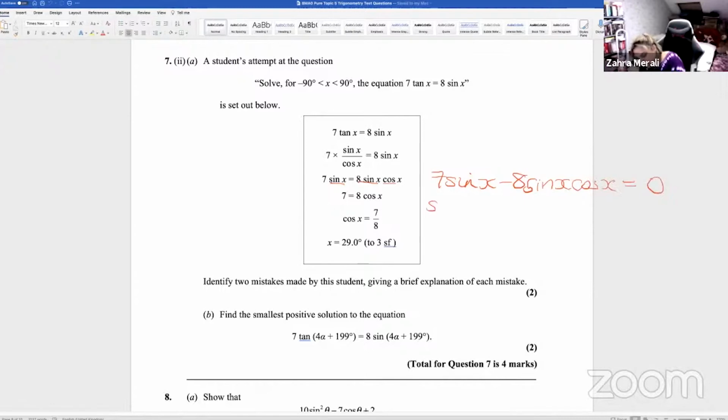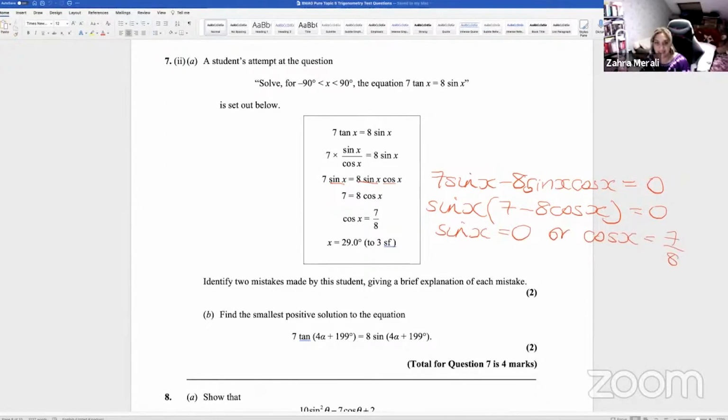You could take sine x outside the bracket, you get sine x times (7 minus 8 cos x), which leaves sine x equals 0, or cos x equals 7 over 8. Now sine x equals 0 has solutions, right? And now cos x equals 7 over 8, shift cos of 7 over 8 gives you 28.9. But remember, we're going to use those rules. So x equals 28.9, which we agree with.